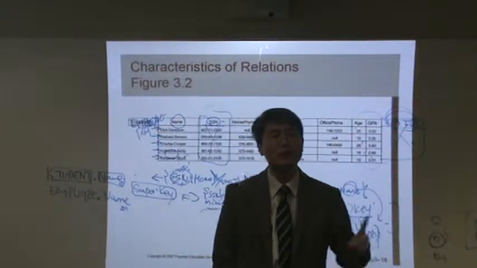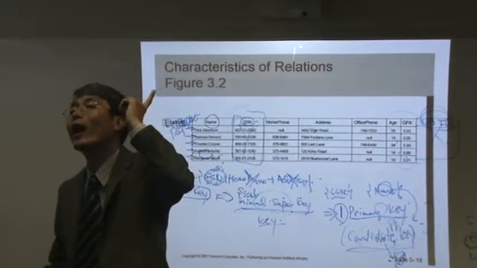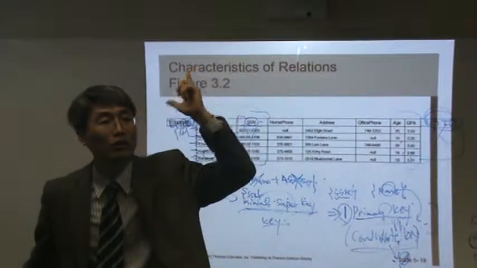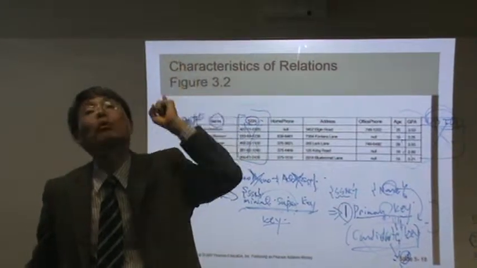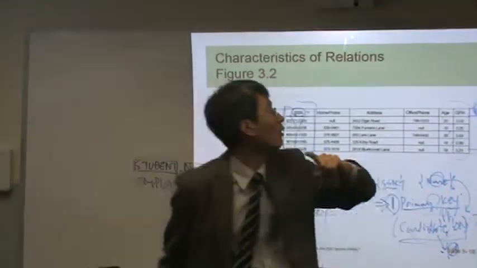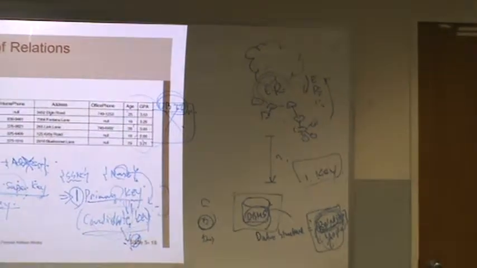Okay. So that is the first constraint. What is the first constraint? The primary key constraint. The table relation must have a primary key. Okay? So that is different from the ER model. The next one.